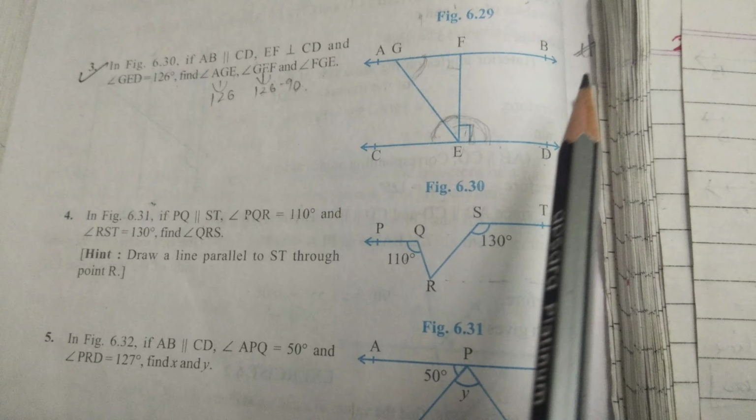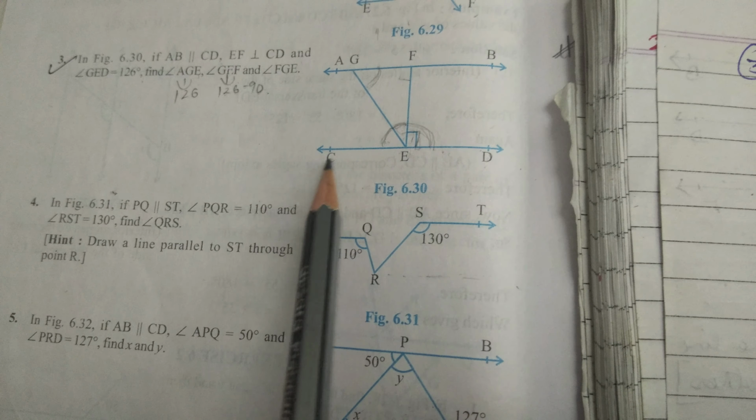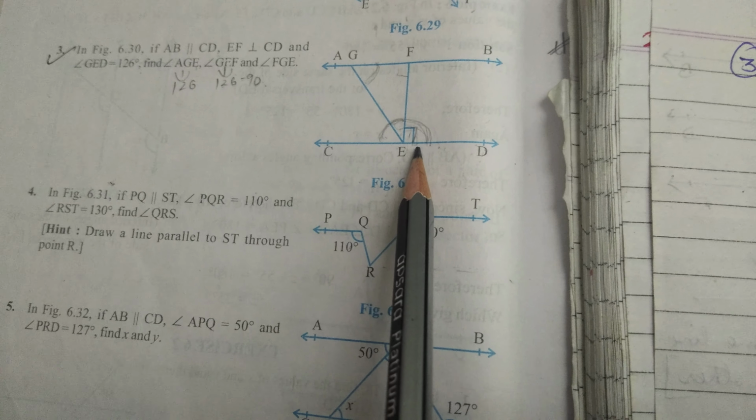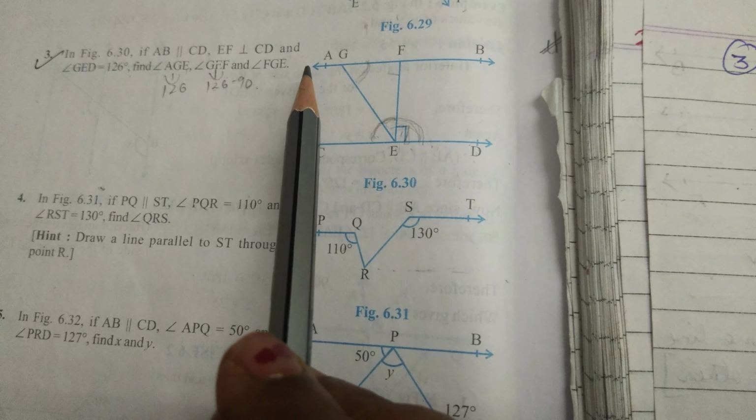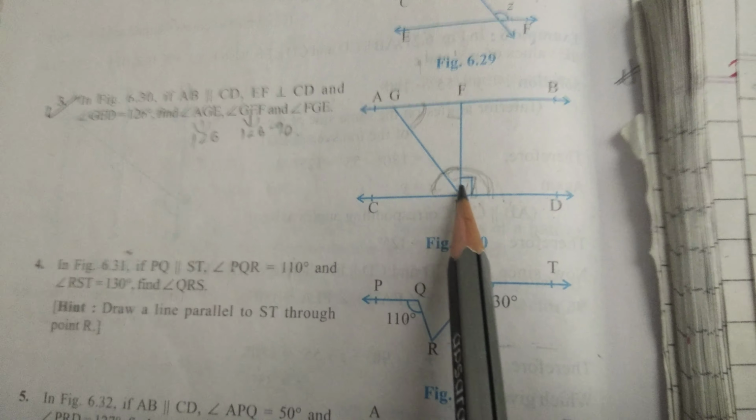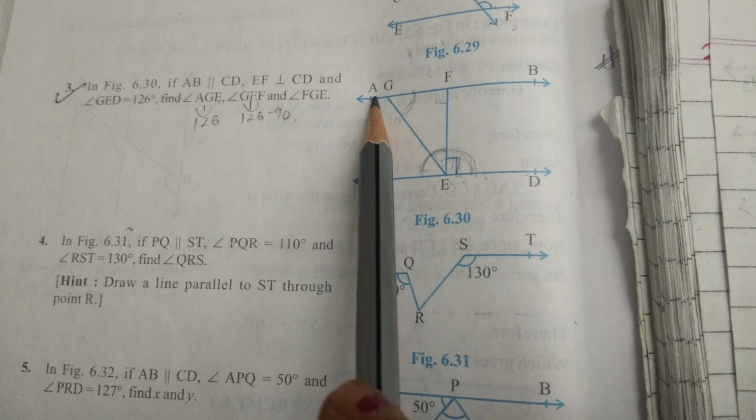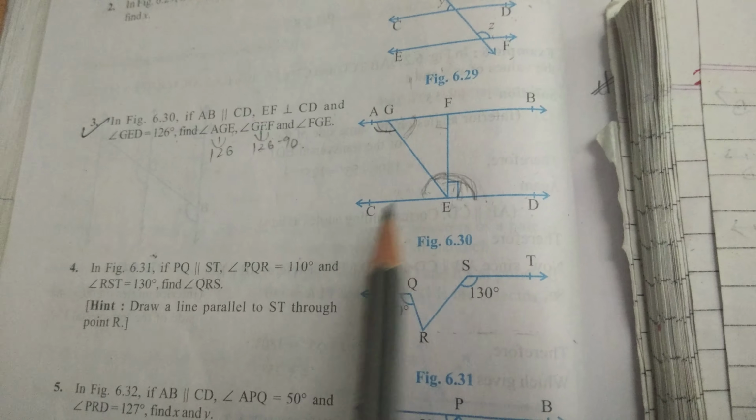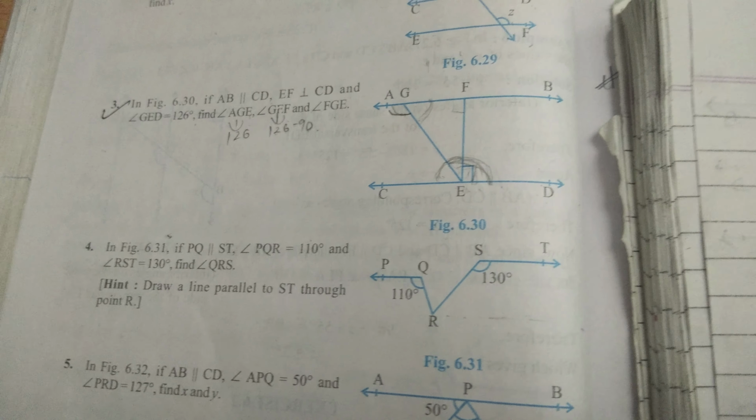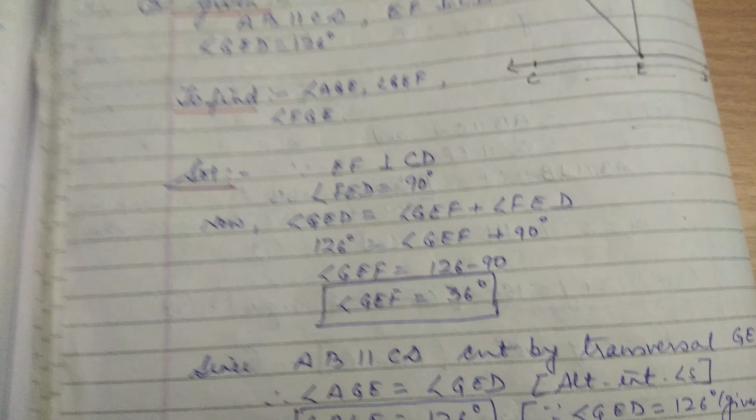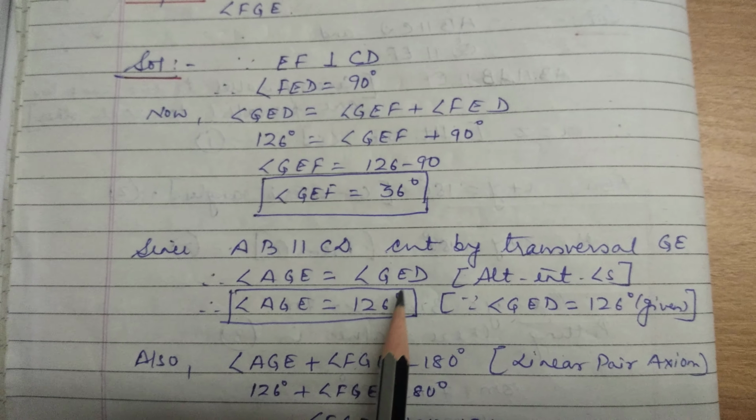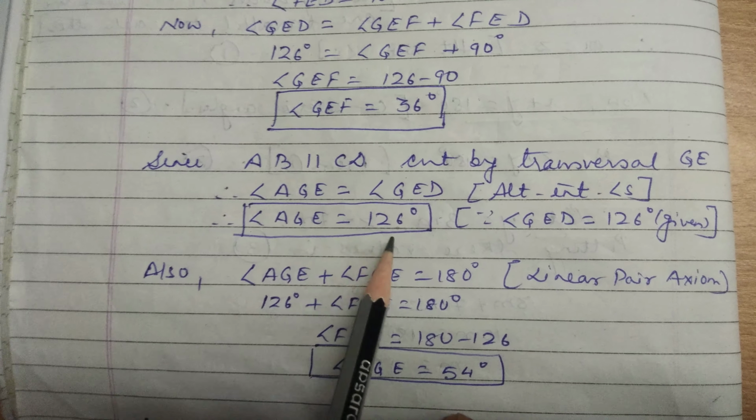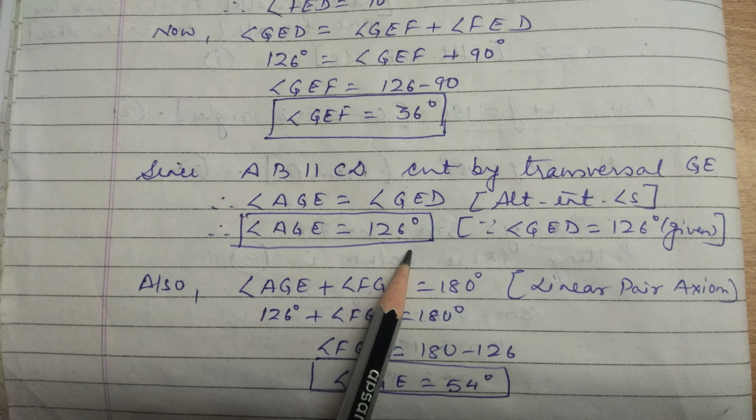Now angle GEF, that we have already found out. Now, if AB is parallel to CD, cut by transversal GE, then angle AGE will be equal to this angle. Angle AGE will be equal to angle GED because they are alternate interior angles. So what is angle GED given? That is 126 degree. So what will be angle AGE equal to? It will also be equal to 126 degree.